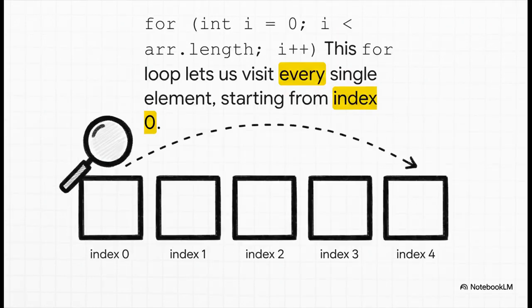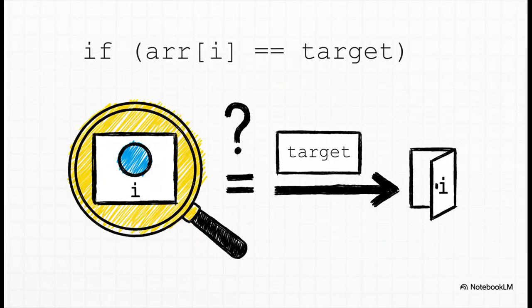Next up, we have to visit every single element in the array, and for that, a for loop is our best friend. We'll start our little counter, i, at 0. Remember, array indices always start at 0. And we'll just keep on going as long as i is less than the array's length. And of course, we'll increment i each time to move to the next spot. Okay, now we're at the heart of the search.